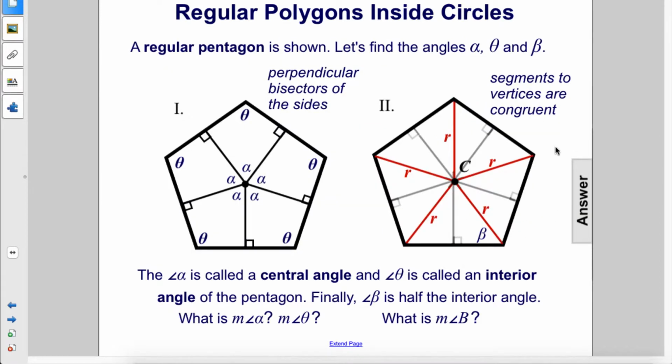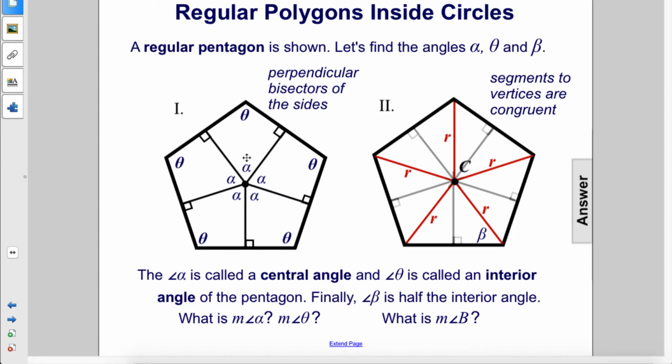A regular pentagon is shown. Let's find the angles alpha, theta, and beta. Here we see the perpendicular bisectors of the sides. And here we have alpha, there we have theta. In the second diagram, we see the segments to vertices are congruent, and this angle here is beta.